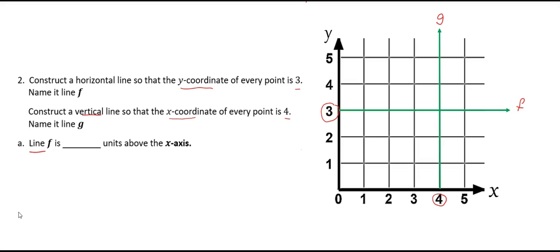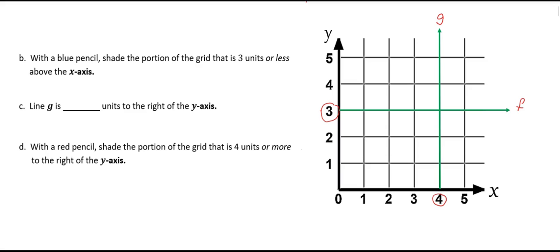Question A says line F is blank units above the x-axis. So I look at line F, it's 3 units above that bottom axis. The next directions say to take a blue pencil and shade the portion of the grid that is 3 units or less above the x-axis. So we're going to start at the x-axis, which is the horizontal line at the bottom, and go up 3 units and shade in everything that's up to that point because it's 3 units or less.